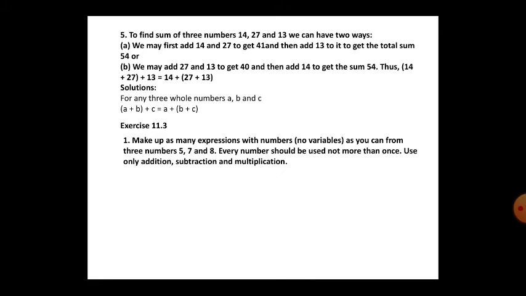Make up as many expressions with numbers as you can from three numbers 5, 7 and 8. Every number should be used not more than once. Use only addition, subtraction and multiplication. Your question is, you have to make many expressions by using the three numbers. What are the three numbers? 5, 7 and 8. Every number should be used not more than once. See, each and every number you have to use only once. You can use addition, subtraction and multiplication to express these numbers.